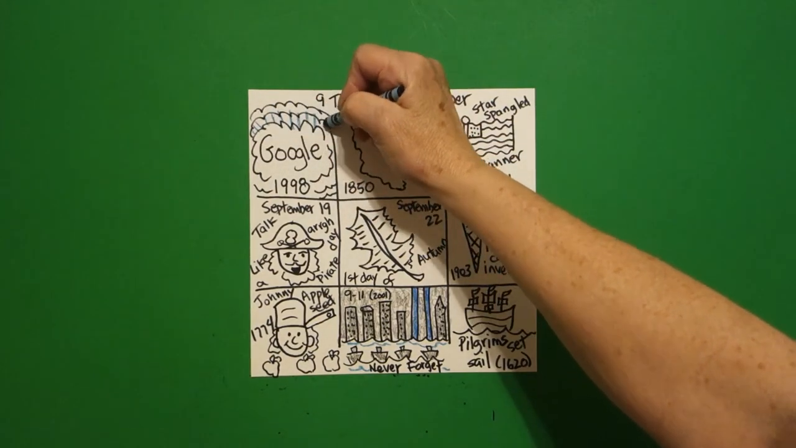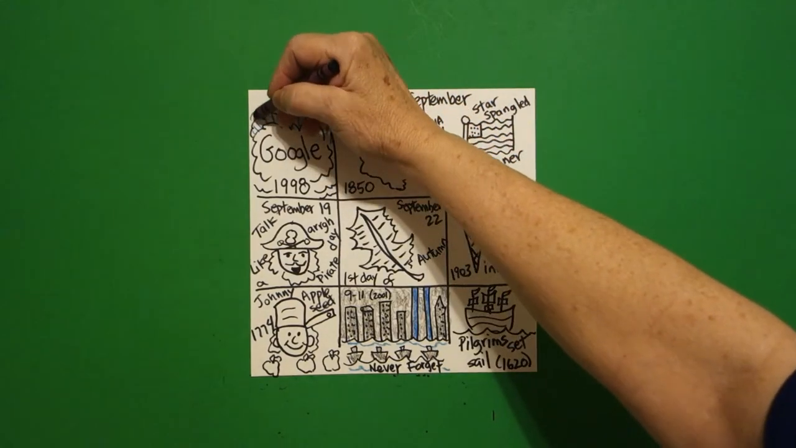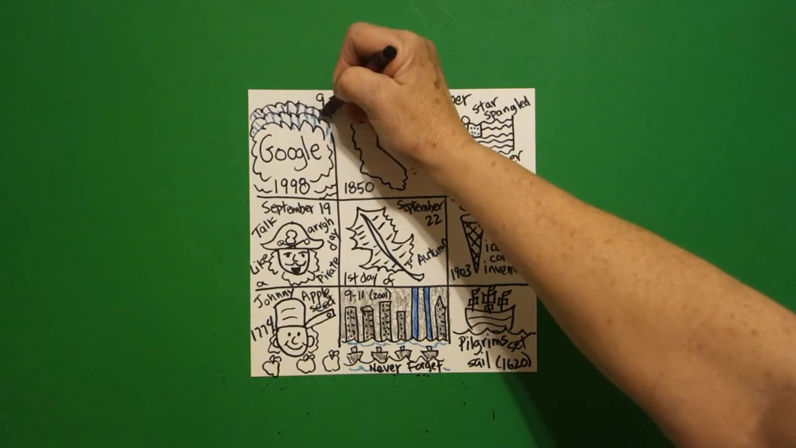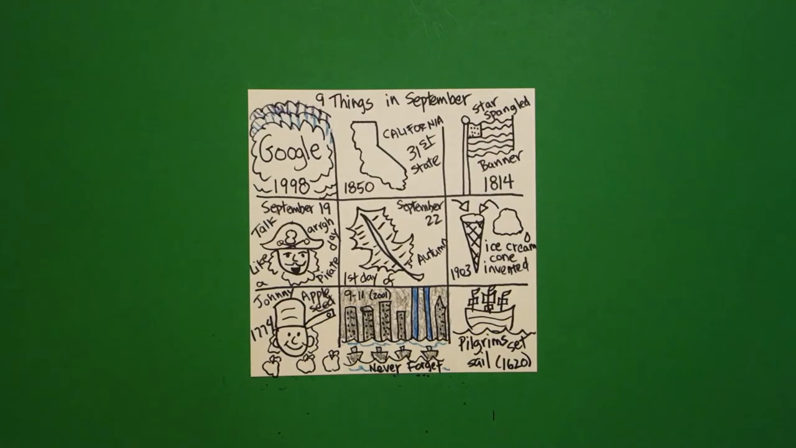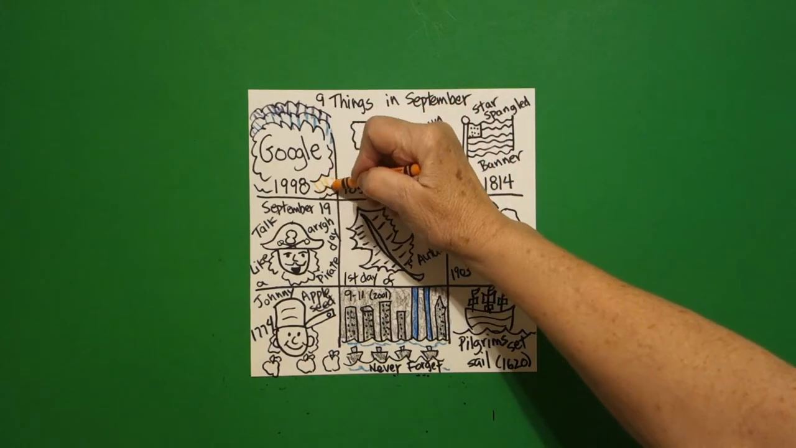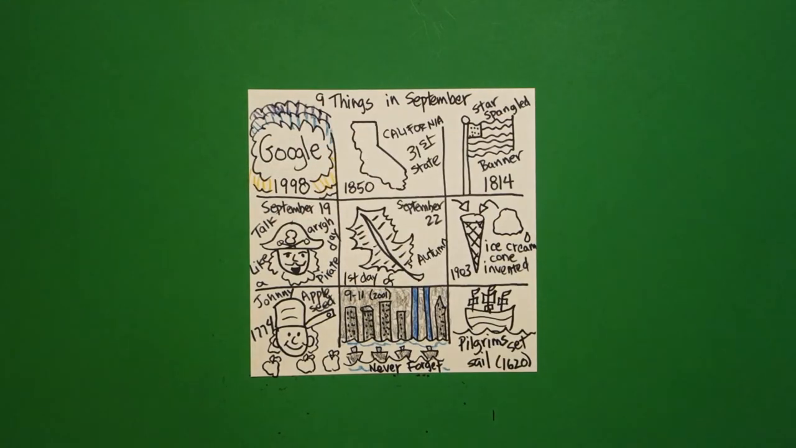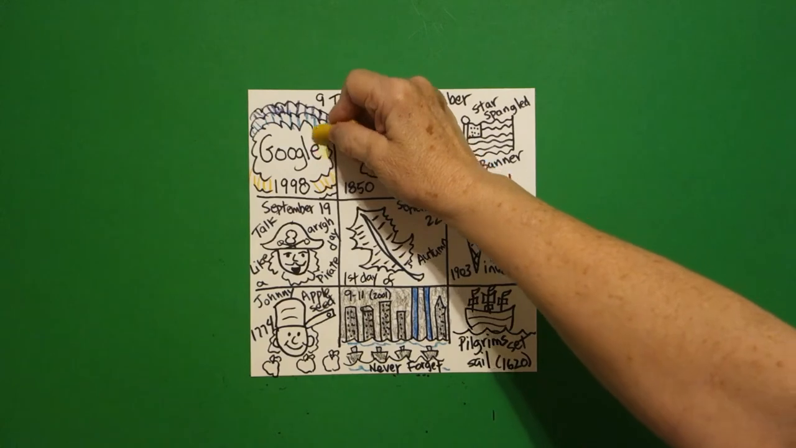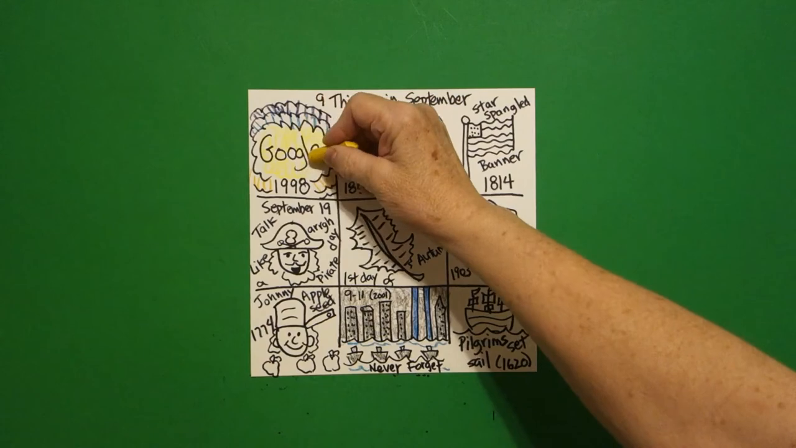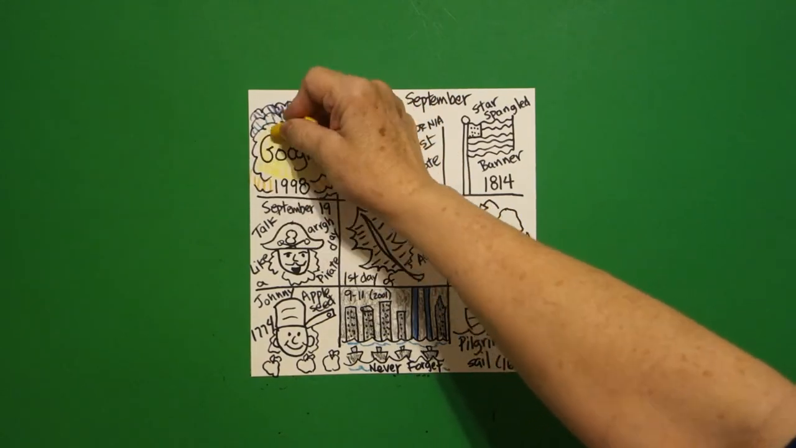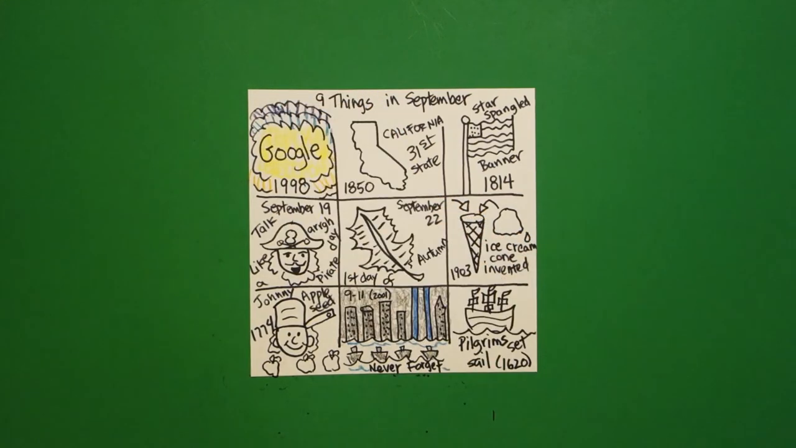Google is amazing. Whenever you want to find something out, now we use it as a verb. You can go Google it. But the company itself started in 1998, which doesn't seem that long ago, but maybe it is. Google. So I'm using any colors I want. You can choose your own. But I'm going to do the inside part yellow because I want to make sure that the emphasis is on the name. Okay?